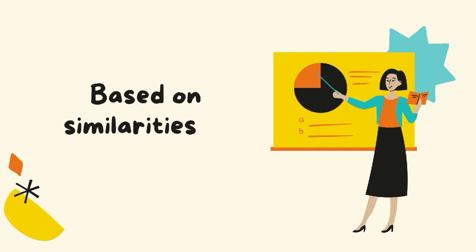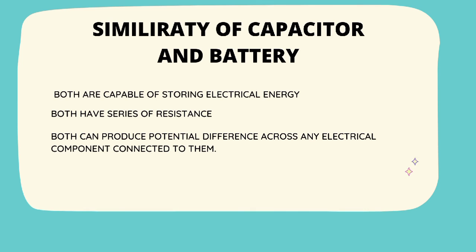The next one is based on similarities. The similarity of capacitor and battery. Both are capable of storing electrical energy, but the capacitor can only store a little, while the battery can store much more than the capacitor. The second one is both have series resistance, and the last one is both can produce potential difference across any electrical component connected to them.